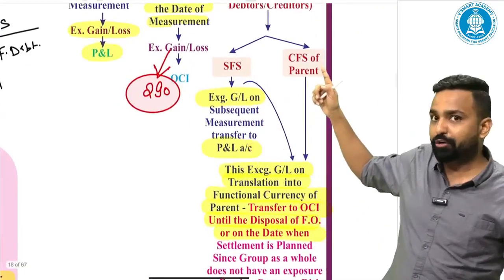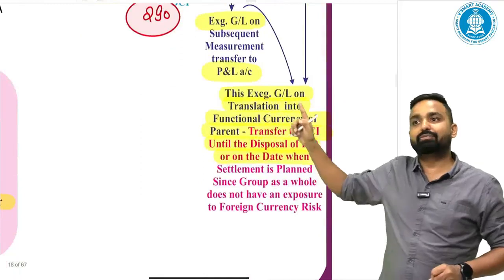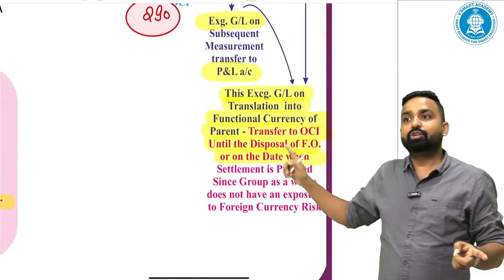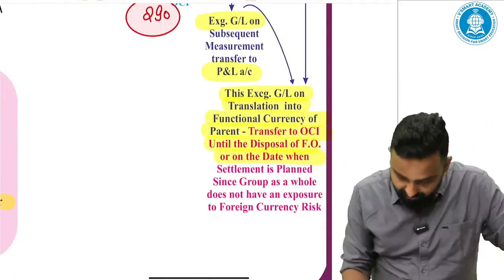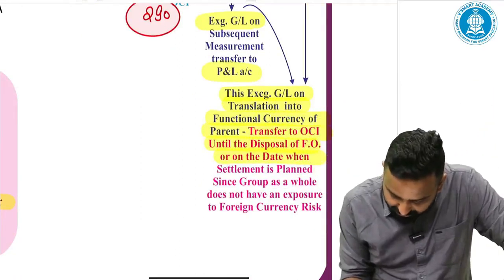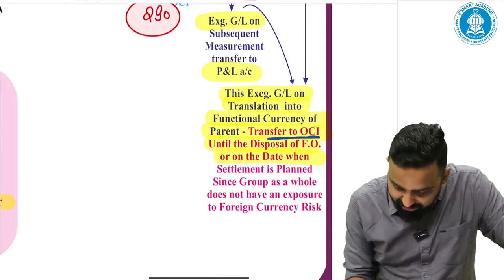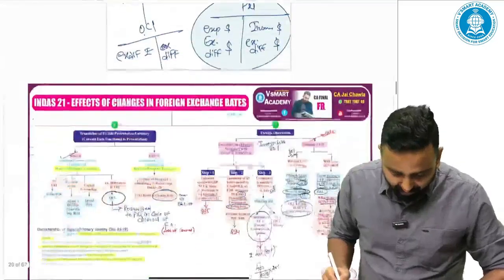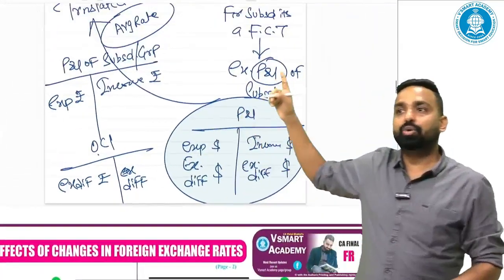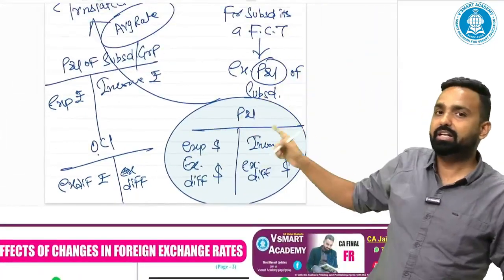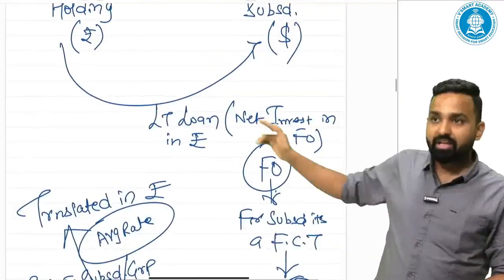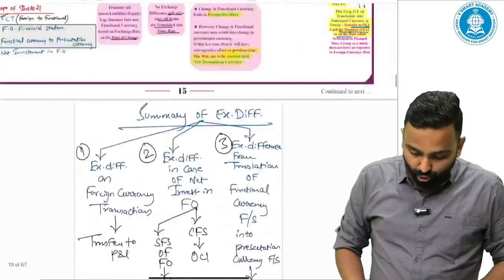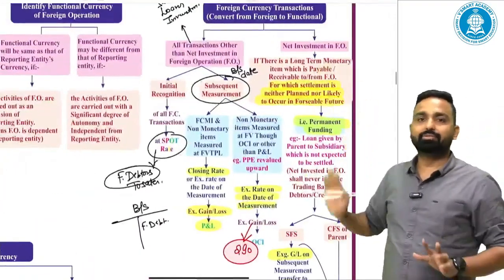But from the group point of view, the same exchange difference, when you translate it based on average rate, you will keep under the OCI. Exchange difference on translation to functional currency of the parent is transferred to OCI until the disposal of the foreign operation. This exchange difference will be captured under OCI until you sell your foreign operation, until the disposal of the foreign operation or until the loan becomes repayable. Guys, that is a simple thing. So overall, this was the treatment of net investment in foreign operation.